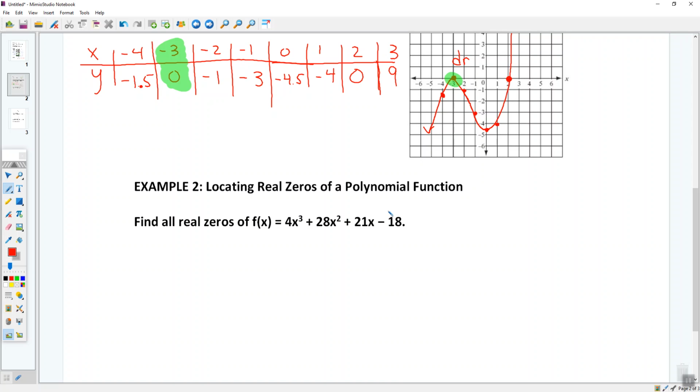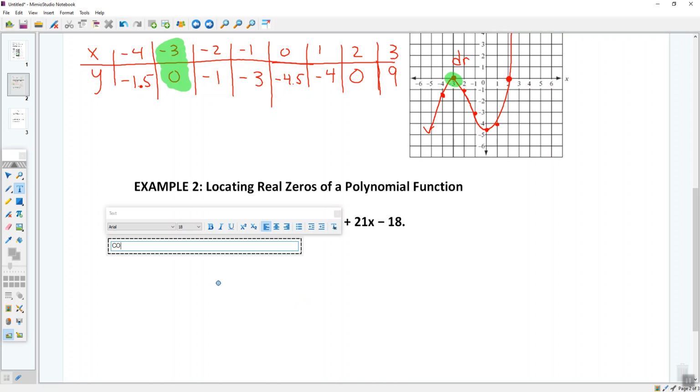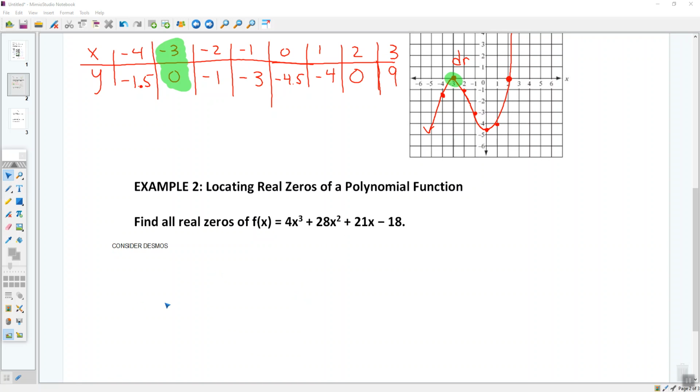Say that again, Allie? You agree, Andrew? Graph it. Let's try graphing this and find the zeros. Okay, let's see what happens here. So in this right here, you might make a note. So if we're locating zeros, consider what? Okay, consider decimals here, okay? So let's take a look. I'm going to need help here, kids.